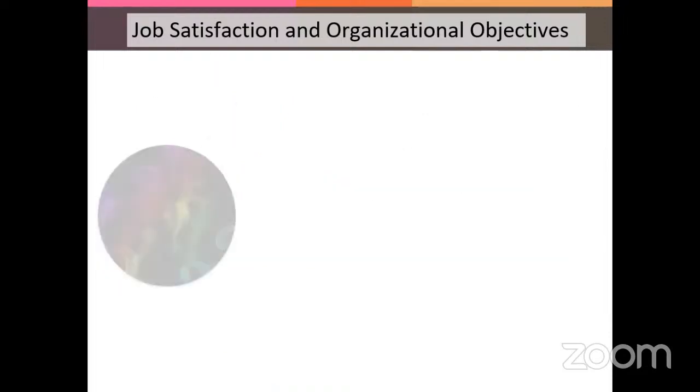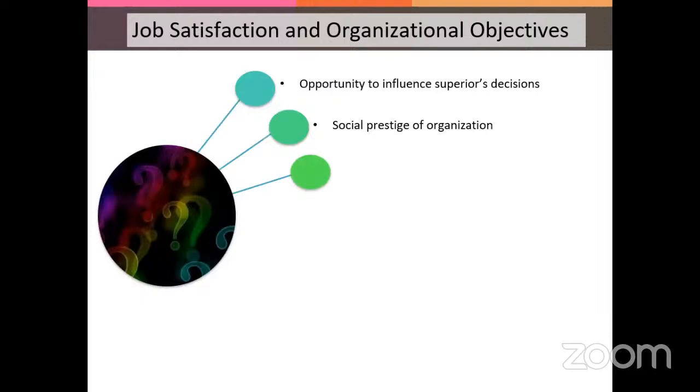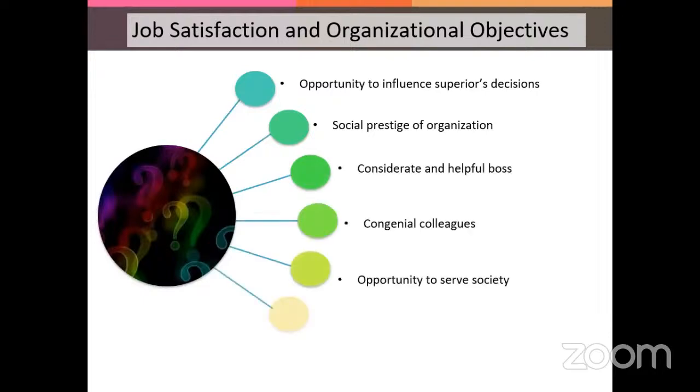Then you also have opportunity to influence superiors' decisions. So not that every time your superior's decision stands utmost, but in an environment where job satisfaction must be achieved, then the junior staff must have a way of also influencing the decisions of the senior staff. You have the social prestige of the organization. Most often people get satisfaction because of the social prestige they get by working in such organization, not necessarily how much they are being paid.